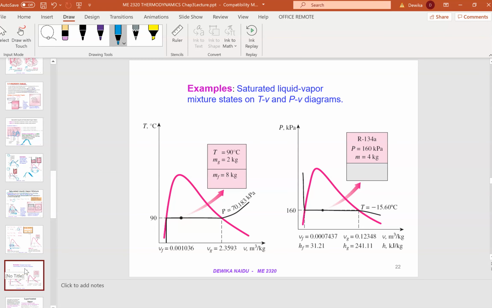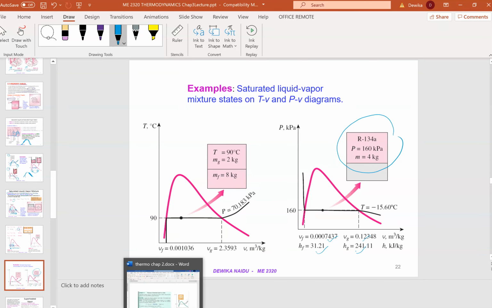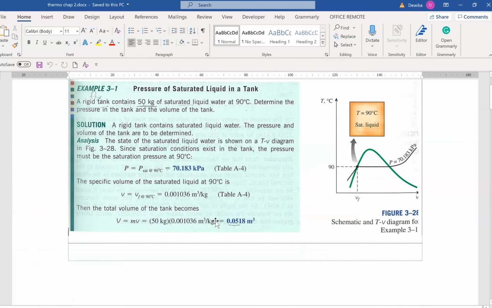Okay, so this is how it is: Vf, Hf, Vg, Hg. This is for refrigerant. So be careful, look at the table behind what I showed you. Tables A4 and A5 are for water. If it is refrigerant, there are other tables that you need to refer to.